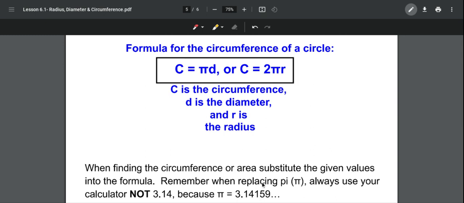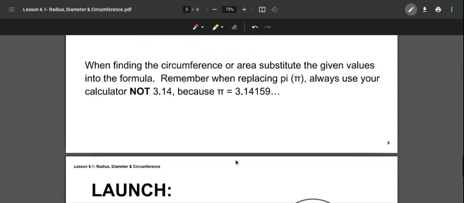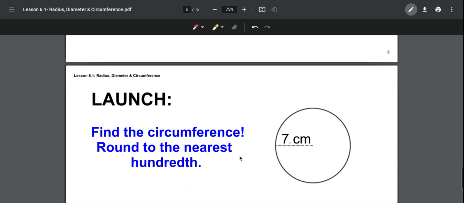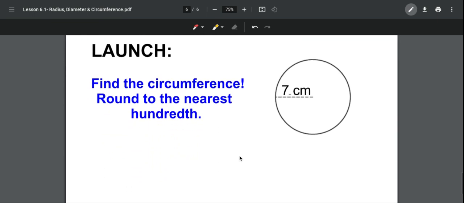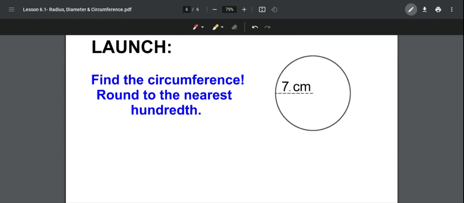Now remember that when we are replacing pi, always use your calculator, not 3.14. 3.14 is an estimation. Pi is equal to 3.14159, etc., etc., etc. So let's use this formula in practice to find the circumference of this particular circle.